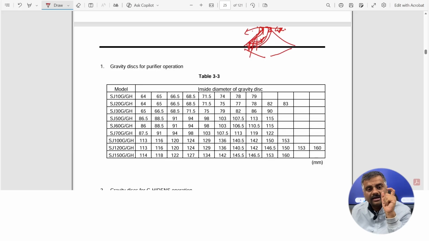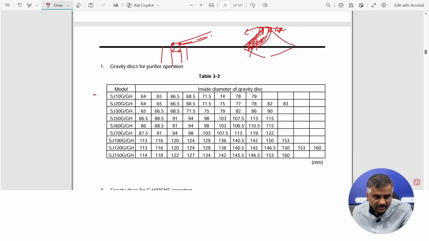So your gravity disc needs to be of appropriate diameter, so that the interface is formed between the tip of the disc stack and the tip of the top disc. Okay, somewhere here. Otherwise the interface will change its position if your gravity disc is not of correct diameter. So how is the gravity disc decided, that we will see in a further section.